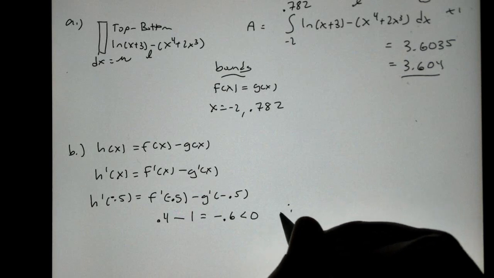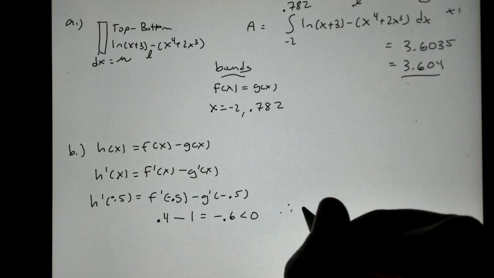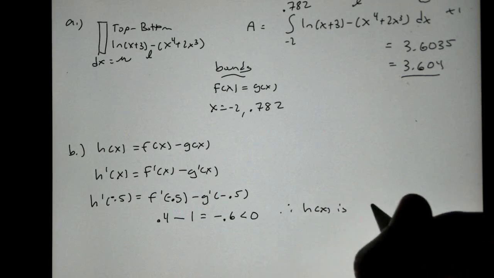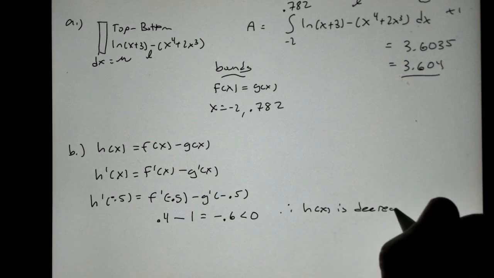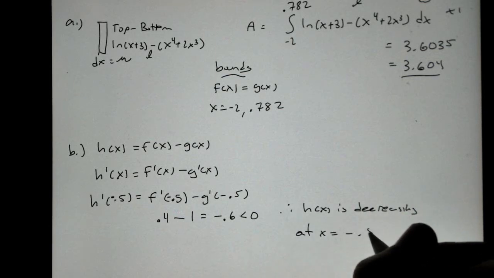So therefore, we can say that this distance between them at that point is decreasing. So therefore, h of x is decreasing at x equals negative 0.5.